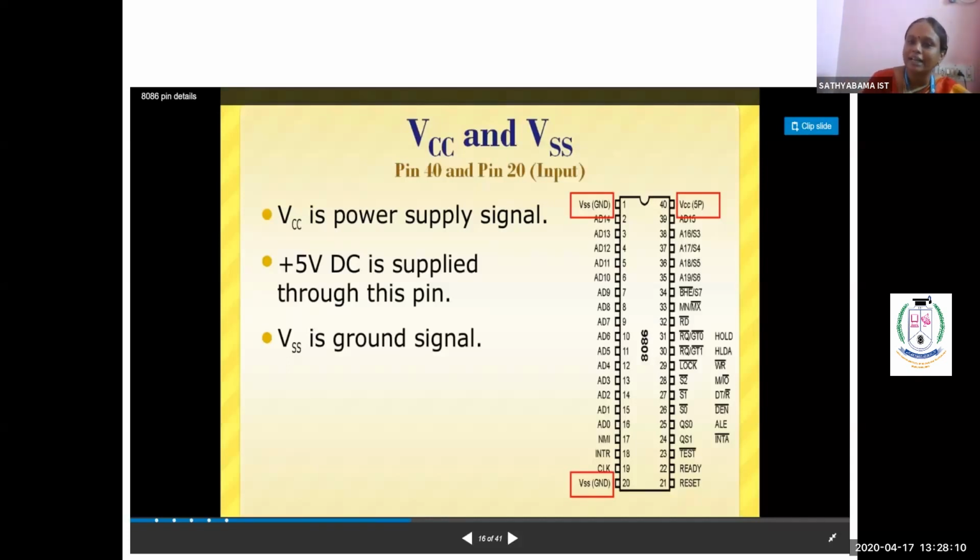Now we are going to see the 32 pins in detail. First we are going to know about the power supply. For any IC, the plus 5 volt supply is necessary. So 3 pins are mainly allocated: 1 for supply and 2 for the ground signals. So supply and ground signals we are seeing first.